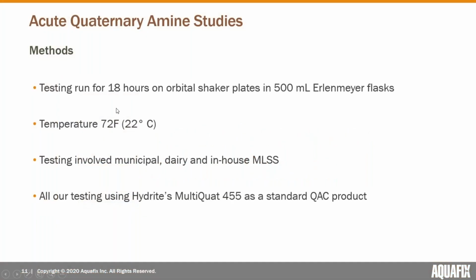Testing is run for 18 hours on orbital shaker plates. Temperature is 72°F, 22°C. In this testing, we used municipal and dairy waste from a cheese plant, and we used an in-house mixed liquor. All our testing was done using a MultiQuat 455 as a standard product. Note that we are a lab, so all of our data is not perfect, and you will see this in this presentation. When you manage a lab, you always get unpredictable things, and as a lab, we report the truth.